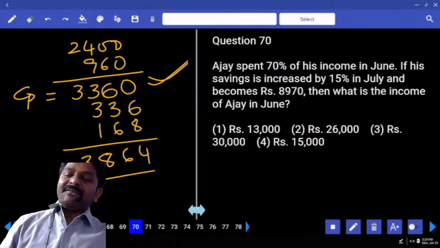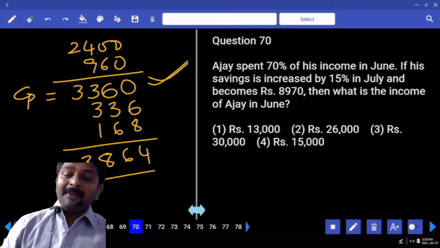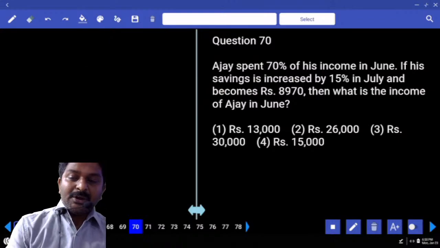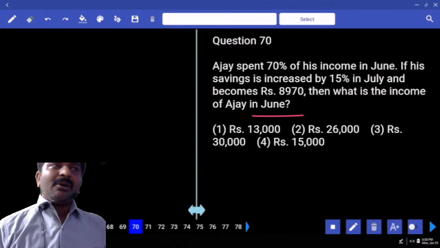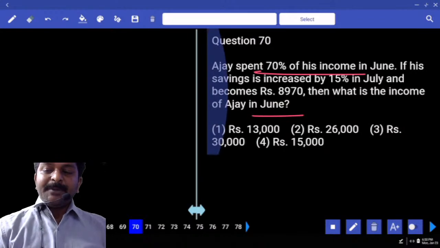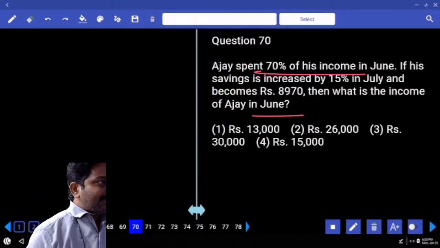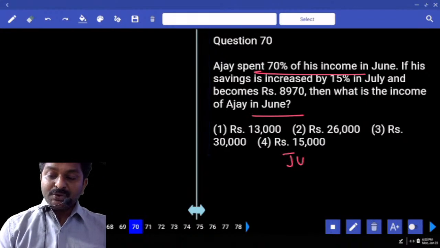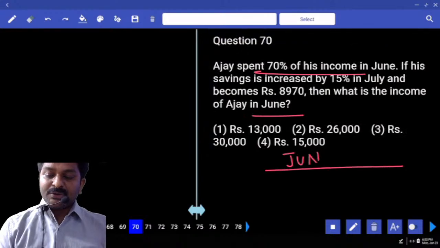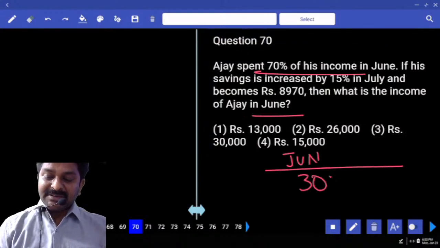Ajay spent 70% of his income in June. If his savings increased by 15% in July and become 8970, what is the income of Ajay in June? Let us assume in the month of June, Ajay's income is 100%. Expenditure 70%. Then he is going to save 30%.